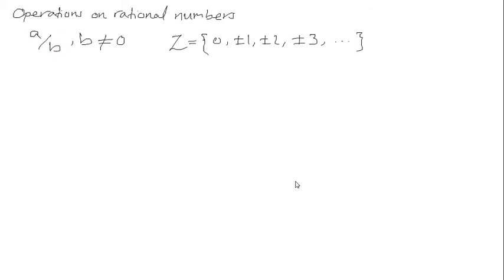Now let's look at some examples of rational numbers. For example, 2 over 3 is a rational number. Minus 5 over 7 is a rational number. 0.3 is a rational number because I can express that as 3 over 10. All whole numbers are rational numbers. For example, 5 is a rational number because I can express that as 5 over 1. Negative 3 is a rational number because I can express that as negative 3 over 1.